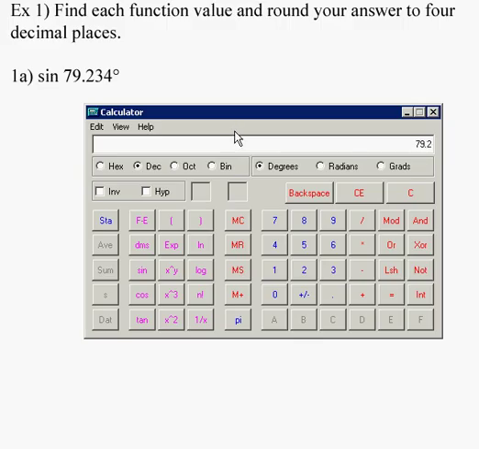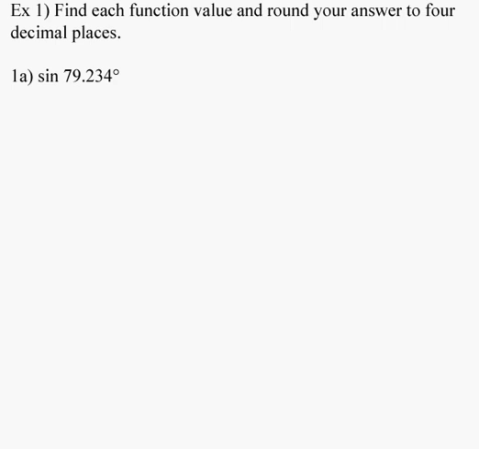So 79.234. And then we're going to look for the sine button. We're going to hit that. And now your calculator, some of them may go to 8 places, some to 10 places, some to 12 places. This one, I don't know if that's 20 places, whatever. But we're going to round it off to 4 decimal places. So this equal sign with a dot over it means that's approximately equal to 0.9824. And that's all there is to finding the sine of 79.234 decimal degrees.